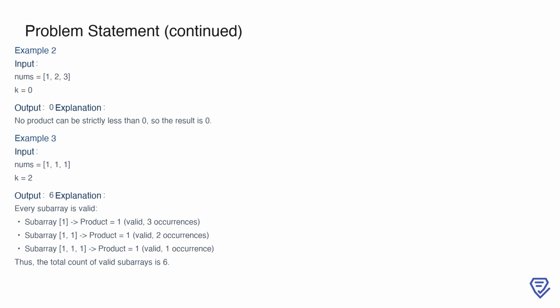For example, there are 3 subarrays consisting of a single element, 1, 2 subarrays of 2 elements, 1, 1, and 1 subarray, 1, 1, 1, containing all 3 elements. Adding these up, the total count of valid subarrays is 6. These examples demonstrate how the problem handles different input scenarios, from cases where no subarray is valid to cases where every subarray satisfies the condition.